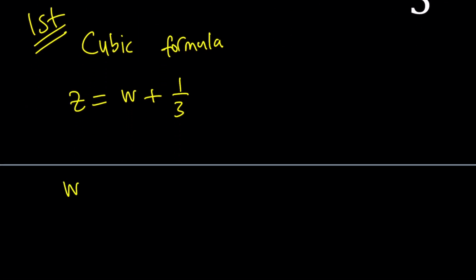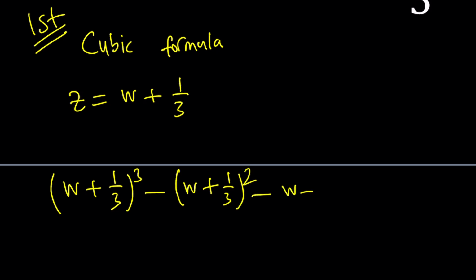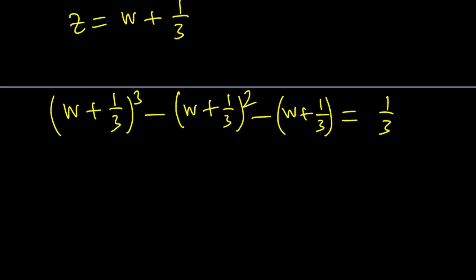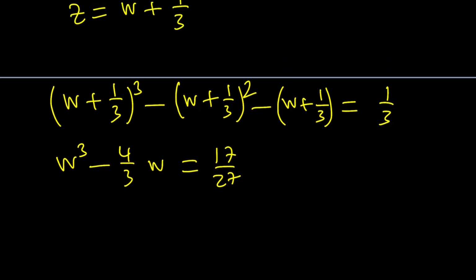Without further ado, I'm gonna tell you what that's gonna turn into. You can definitely do it pretty easily. Just substitute and simplify by combining like terms. After you do all the work, expand the cubes and the squares and everything else, you're going to end up with the following equation: w cubed minus 4/3 w equals 17/27. Notice that there is no square term or quadratic term in this expression. So this is called a depressed cubic, which is missing one of its terms.